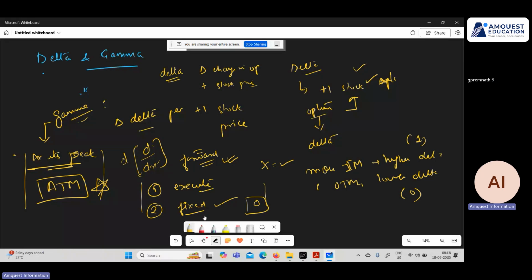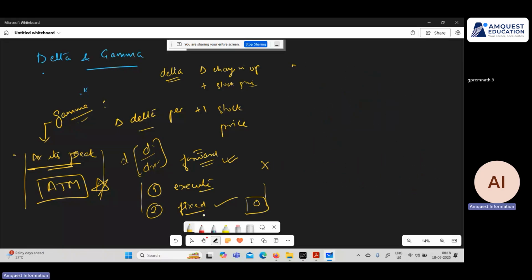So this was a theory, and this is the result. You should remember it, and then you will see, and I'll make you solve a few questions also. The important result to understand is that the delta of a long position is +1, and the delta of a short position is -1. But we just spoke that for a future, the delta is 0.